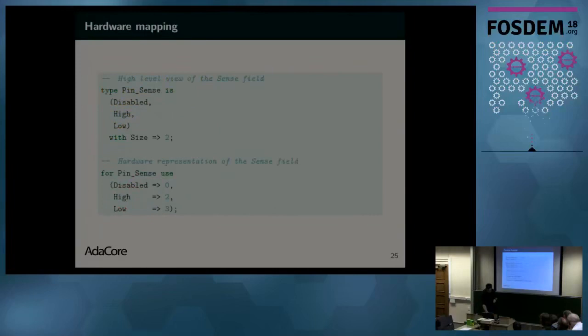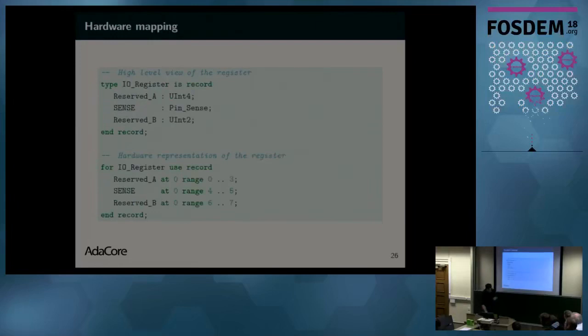So now in Ada, again, what we will do is have the high-level view and the low-level representation of the type. So first we declare an enumeration type. So that's the pin sense field that we saw before. We declare its high-level view, which is there's 3 values, disabled, high, and low. We specify the hardware representation, so the size will be 2, and also the hardware representation of the different values.